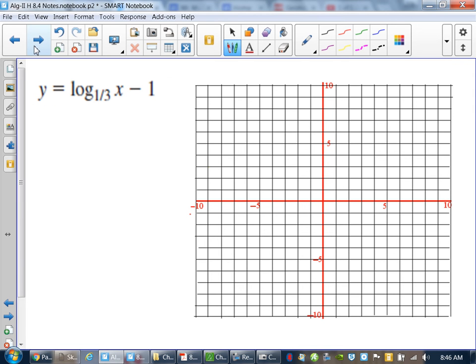So let's generate some stuff. Log base 1/3 of x minus 1.